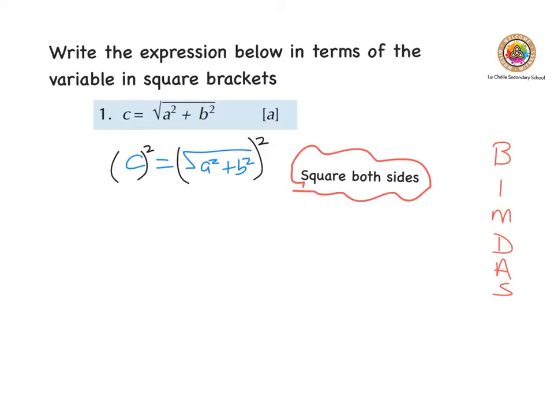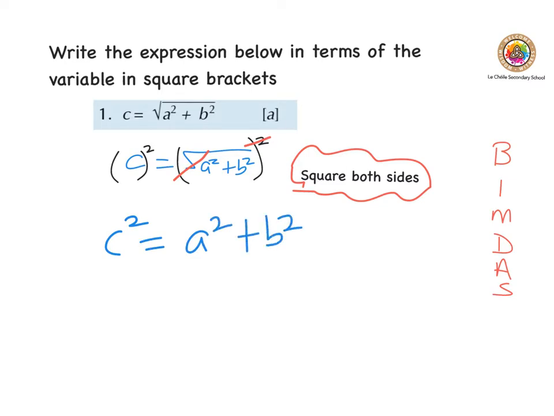Okay, and so when I have squared both sides, I know that c squared is just c squared. Here I can see my square root sign and the square, so they're going to cancel each other out. So that cancels with that. So I'm left with c squared is equal to a squared plus b squared.